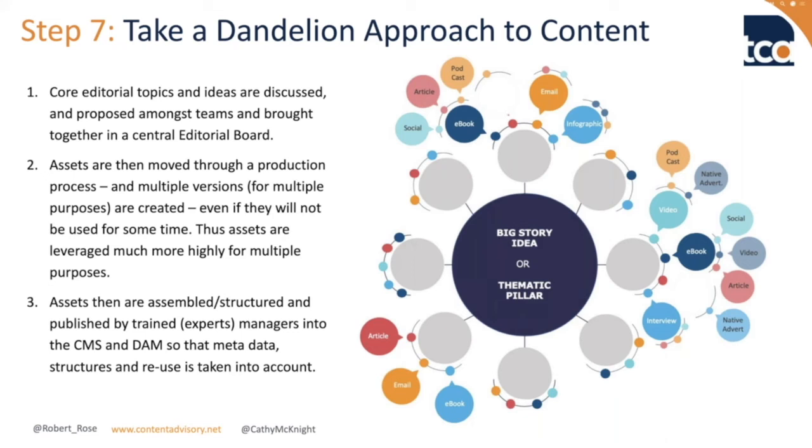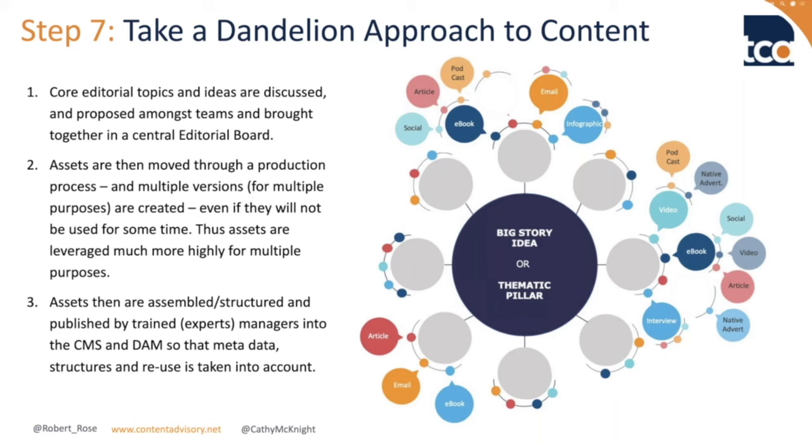So what this approach does, as you can see by the image here, is it starts with one story or idea, and not necessarily doing it one at a time, but a core centric idea around which many different parts of the organization can align. So the first thing that you need to do is to pull together a central editorial board.